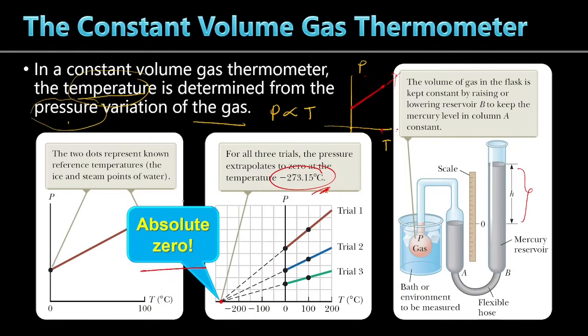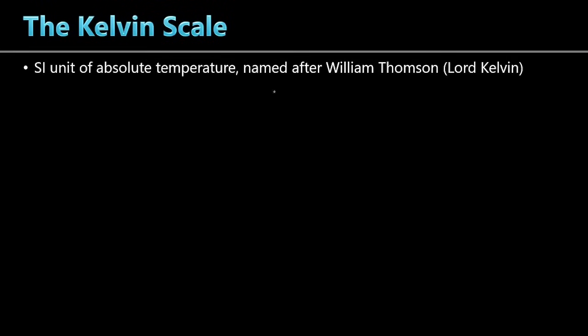Now, let us discuss the absolute temperature scale which was developed because of this gas, constant volume gas thermometer. Anong tawag dun sa temperature scale na yon? Yes, that's right. We call it the Kelvin scale. Okay? So the Kelvin scale, as I have mentioned, is the absolute unit of temperature in the SI system of units. And this is named after William Thomson, who is also popularly known as Lord Kelvin.